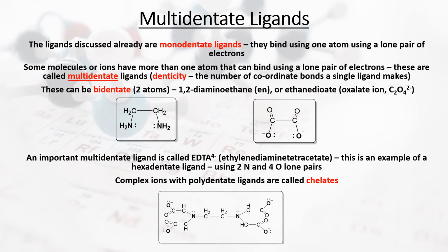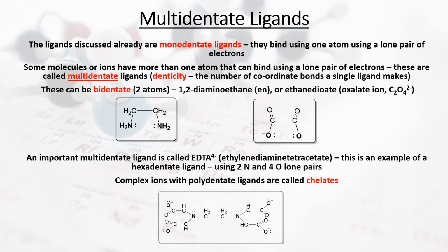We can have an octahedral species with this ligand, but we only require 3 of these ligands because each ligand can make 2 coordinate bonds. And so your coordination number is still 6. There are 6 coordinate bonds, but there's only 3 ligands. So it's important to note that the coordination number is the number of coordinate bonds, not the number of ligands. And this 1,2-diaminoethane quite often is just simplified down to En.